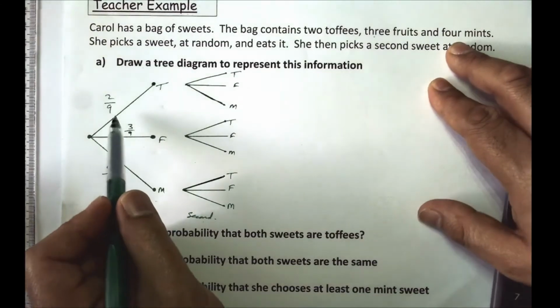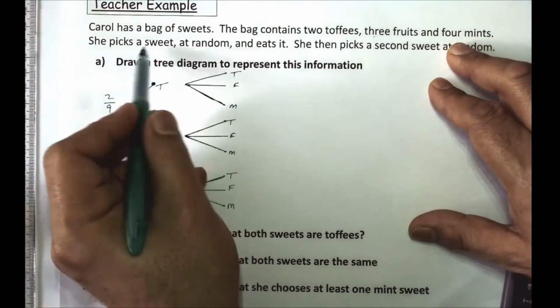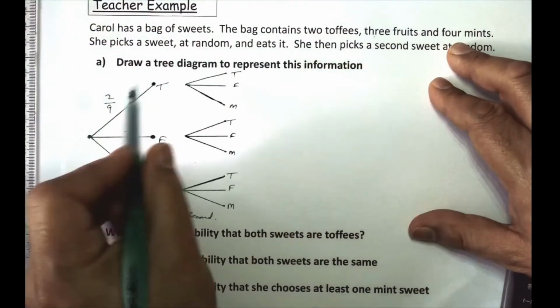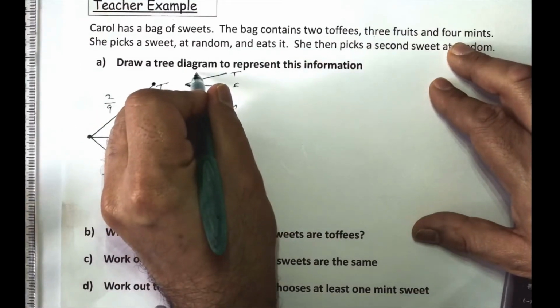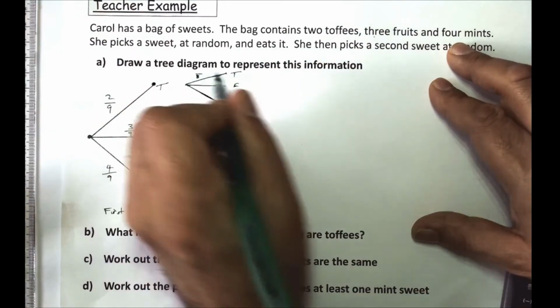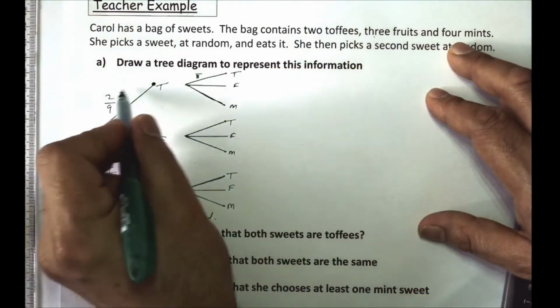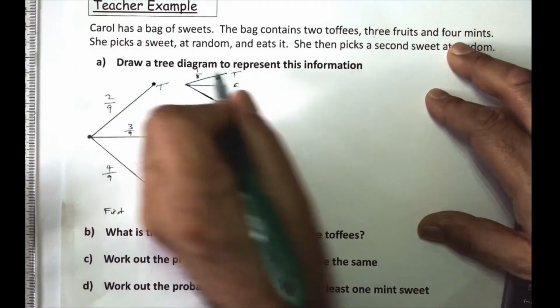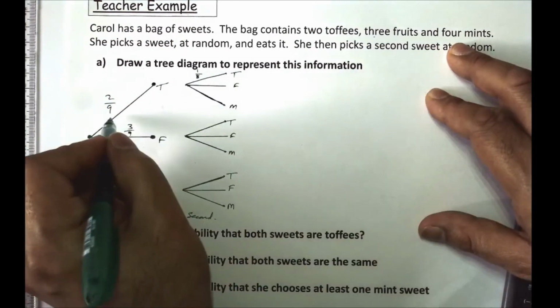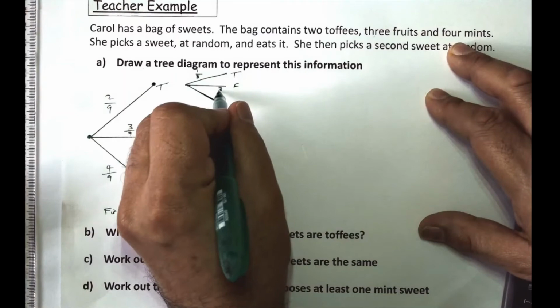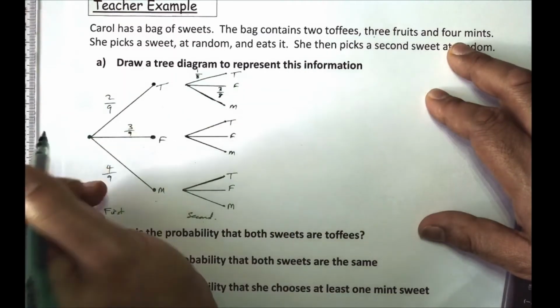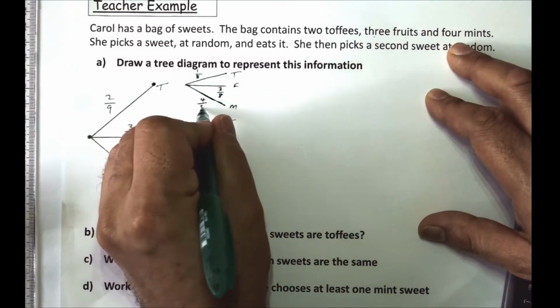Then for the second part, because she eats the sweet and it's not replaced, the fractions will be out of 8. Because she eats one of the toffees, there's only 1 left there, so 1 out of 8. And there's still 3 out of 8 for the fruit, and 4 out of 8 for the mint.